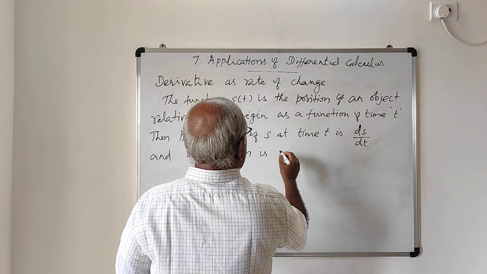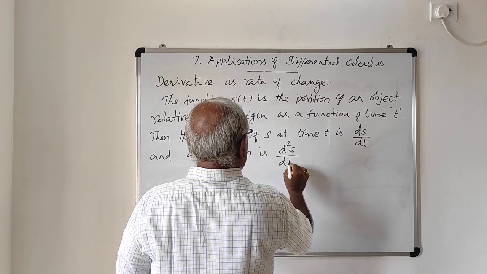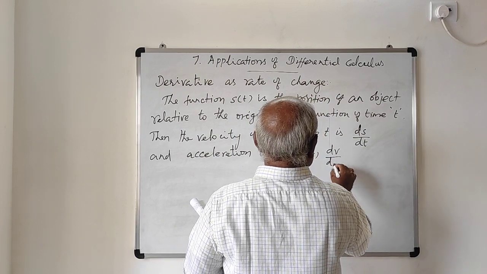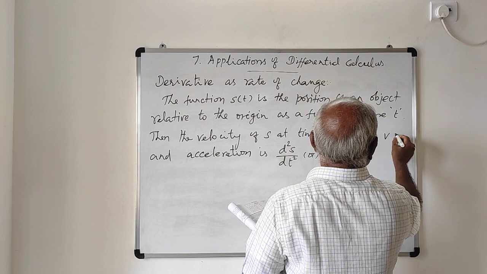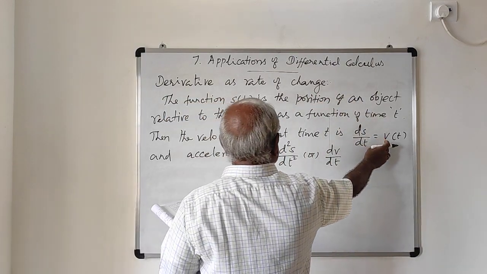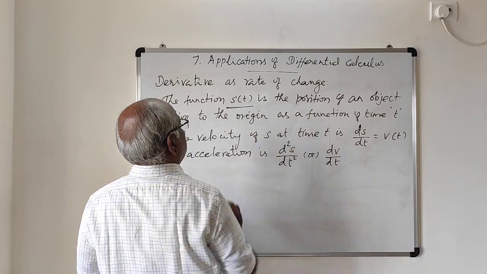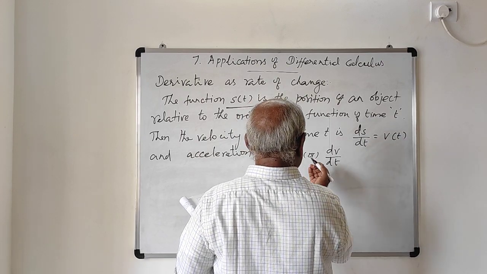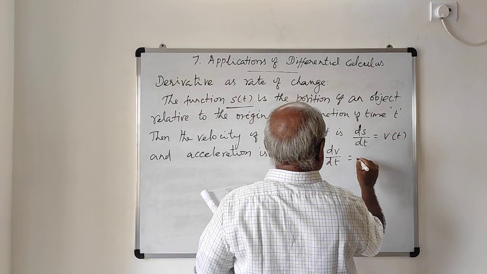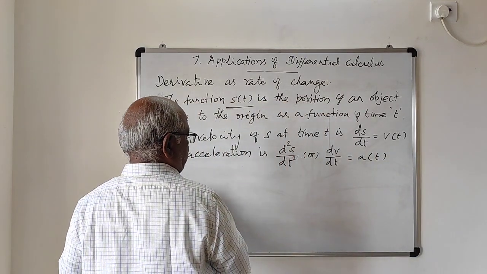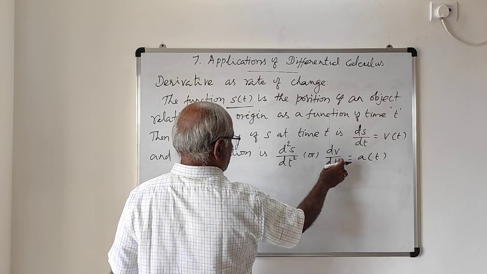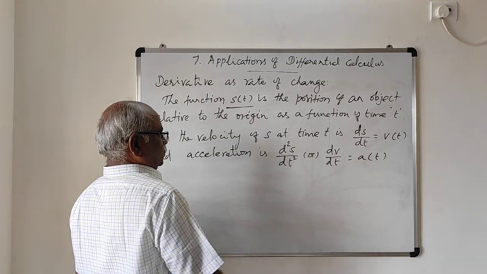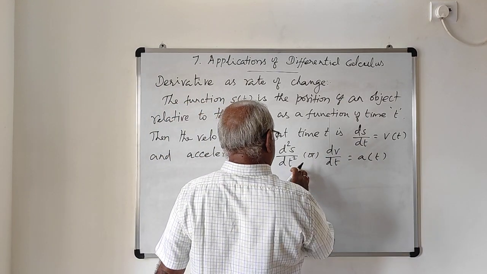is d square s by dt square, or dv by dt, because this velocity is defined by a function of t, velocity v of t. S of t is the distance traveled by the particle, and velocity v of t is the derivative of s with respect to t. Acceleration is the derivative of velocity, dv by dt. Acceleration at time t is nothing but the derivative of velocity with respect to t, or the double derivative of s with respect to t, d square s by dt square. This is the velocity of the particle and this is the acceleration of the particle.